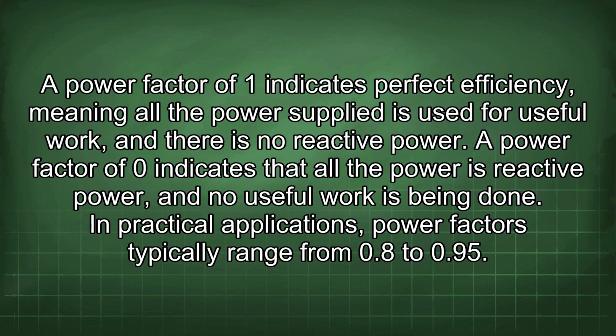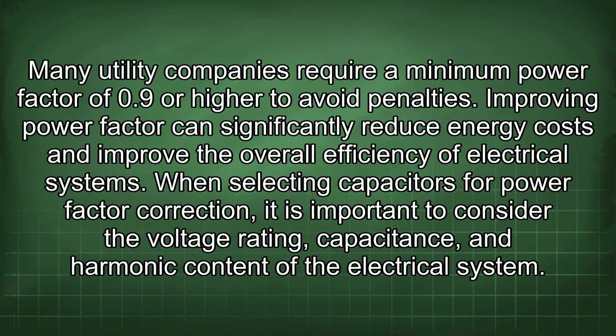A power factor of 1 indicates perfect efficiency, meaning all the power supplied is used for useful work, and there is no reactive power. A power factor of 0 indicates that all the power is reactive power, and no useful work is being done. In practical applications, power factors typically range from 0.8 to 0.95. Many utility companies require a minimum power factor of 0.9 or higher to avoid penalties. Improving power factor can significantly reduce energy costs and improve the overall efficiency of electrical systems.